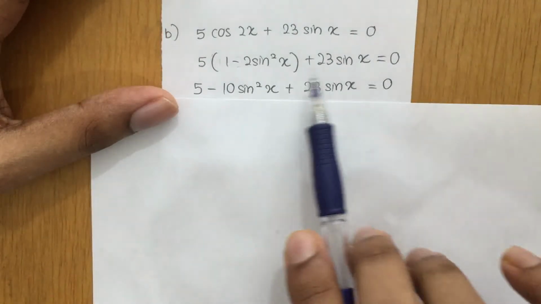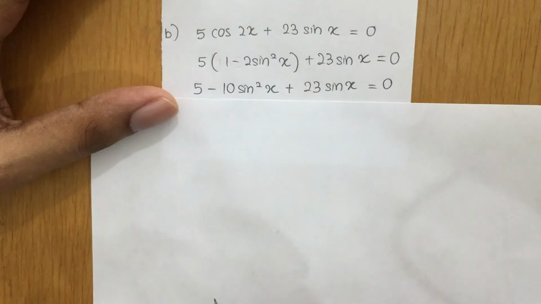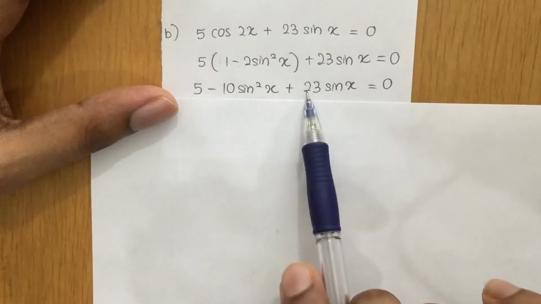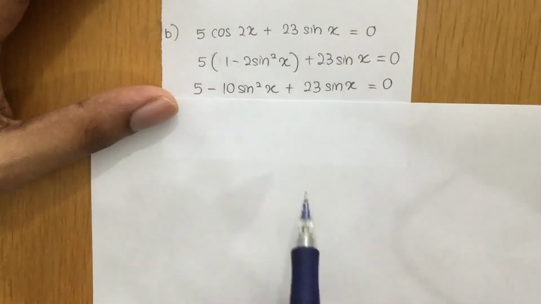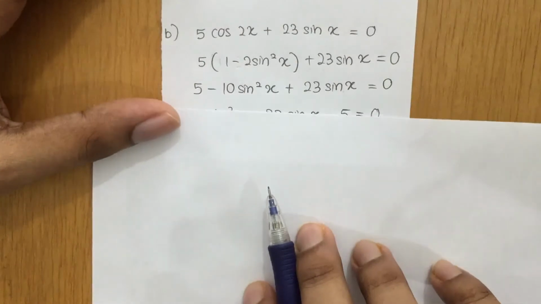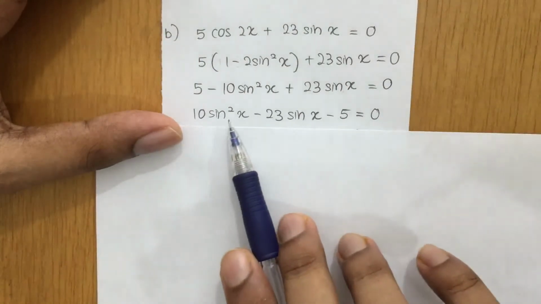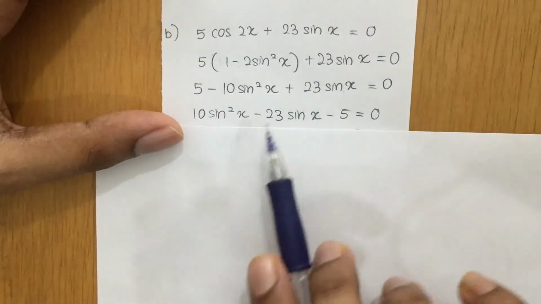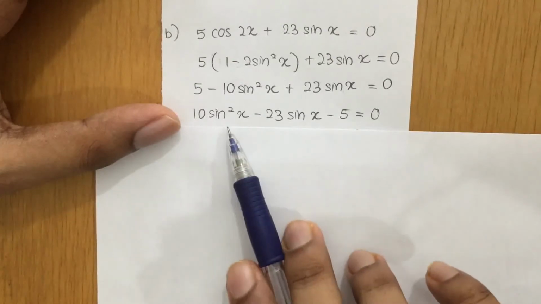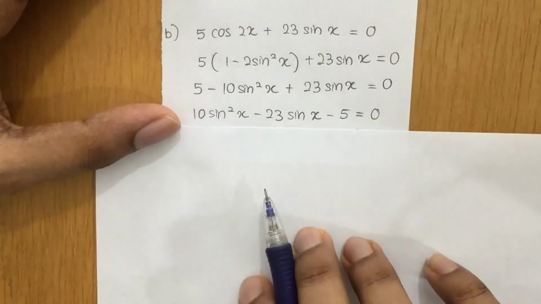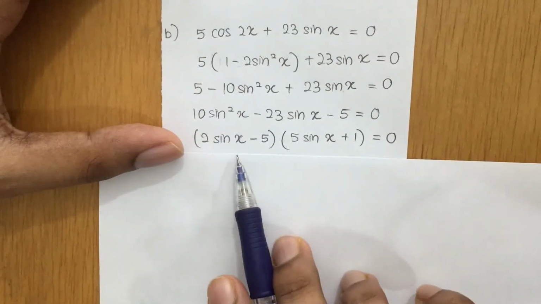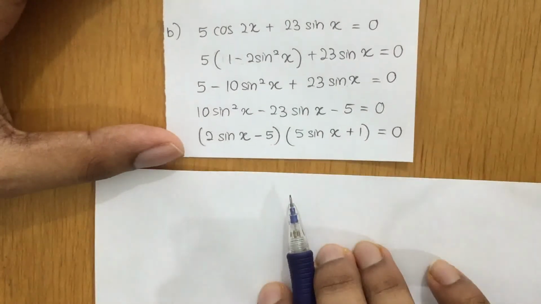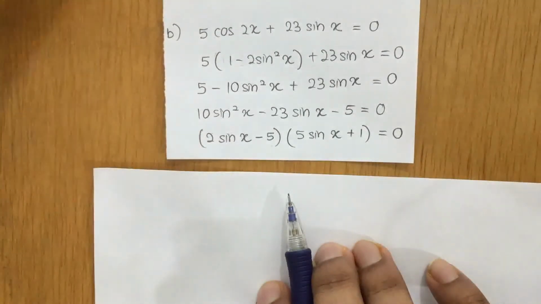As you notice here, we are already forming a quadratic trigonometric function. So this 10 sin squared x plus 23 sin x and this 5, you're going to move over to the right hand side. From here you get 10 sin squared x minus 23 sin x minus 5 is equal to 0. From here we can perform the factorization. So we factorize this trigonometric quadratic function. From here you get 2 sin x minus 5 in a bracket 5 sin x plus 1 is equal to 0. Let me proceed to the next working in the next page.